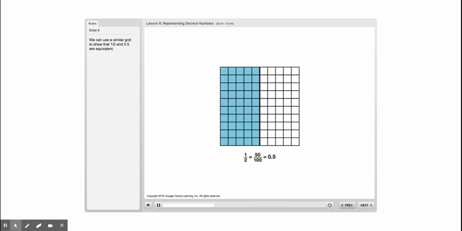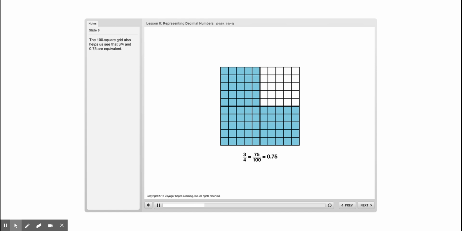We can use a similar grid to show that 1/2 and 5/10 are equivalent. We see that 1/2 of the grid is shaded. We also see that 5 of the 10 columns are shaded, representing the 5/10.